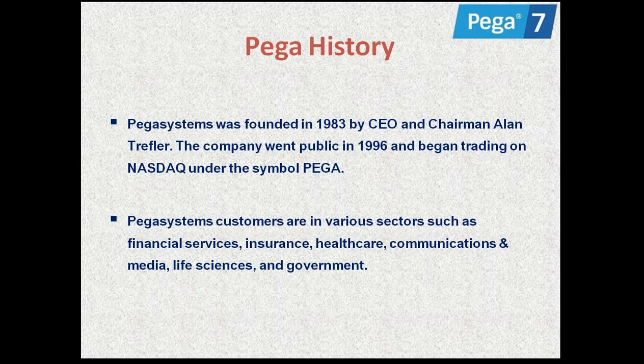Such sectors include the financial domain, insurance, healthcare, communication, media, life sciences, and government. Not only these, there are so many other domains, but the major customers of Pega Systems, about 50%, are from healthcare and banking. Not only these applications, there are also customer support applications. Pega occupies 90% of the market for customer support applications. Not only new applications, it also helps in managing the customer support applications.